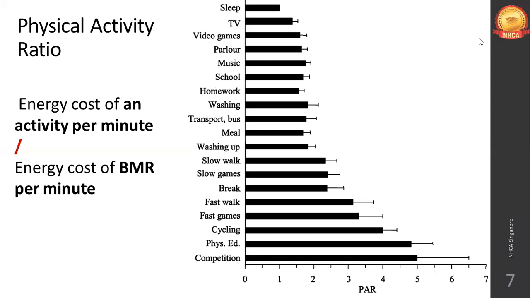So online you can search what is the physical activity ratio for cooking, dancing, Bharatnatyam, or whatever you're doing, running, surfing, paragliding, whatever activity you choose. Every activity has an energy cost. For 1 minute, how much energy you are burning by doing that particular activity? That is the numerator. Divided by 1 minute, how much is your BMR? Okay.